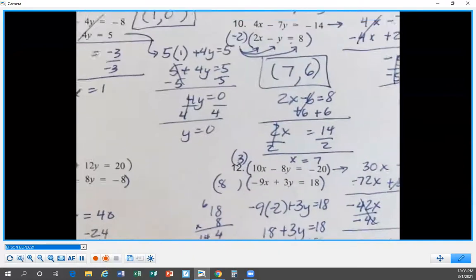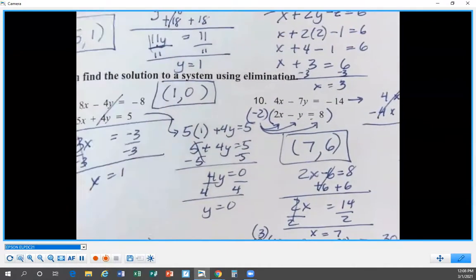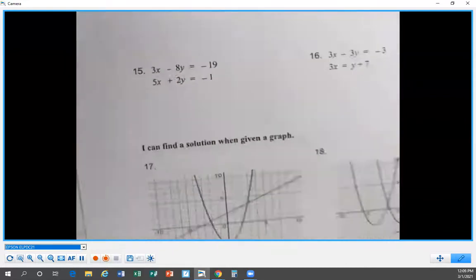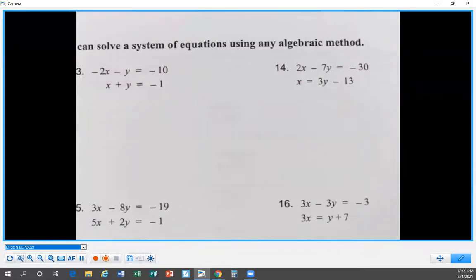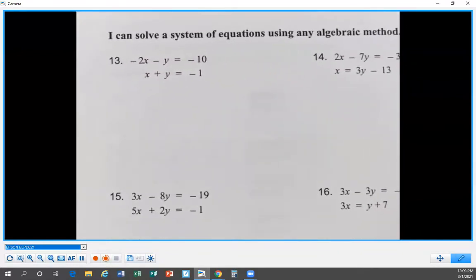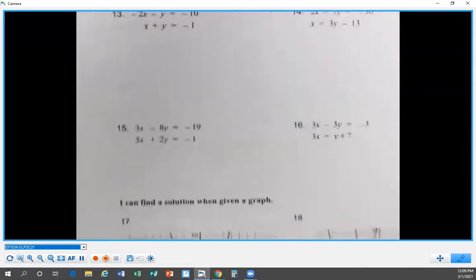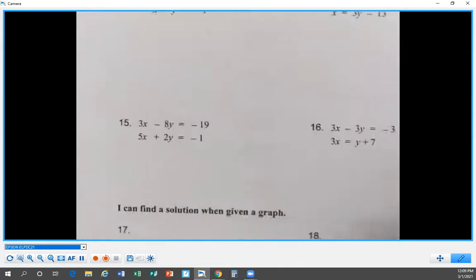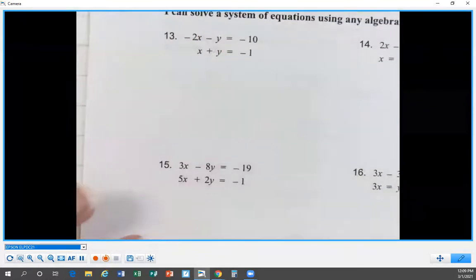Okay, so that is a review of solving systems of equations using elimination. Okay, 13, 14, 15, and 16. Solve a system of equations by using any algebraic method. So you can decide which method you want to choose and then solve. So number 13, these are both already set up in standard form. The y's are positive y and negative y already, so the most efficient way to solve would be with elimination. We see the y's will cancel right out.